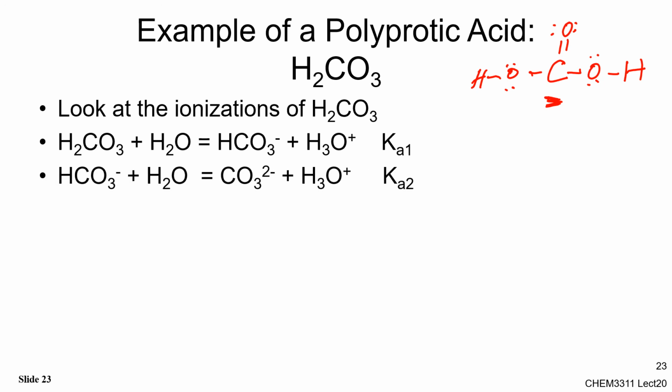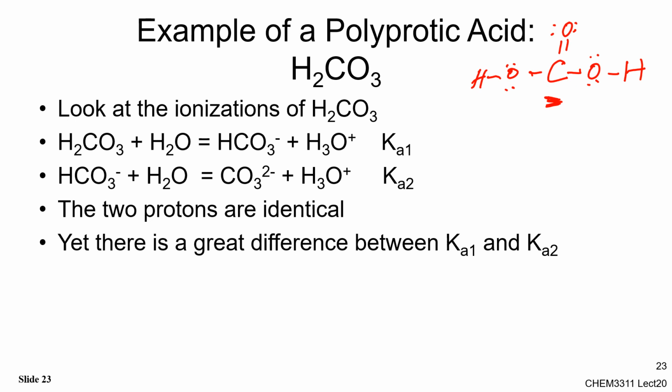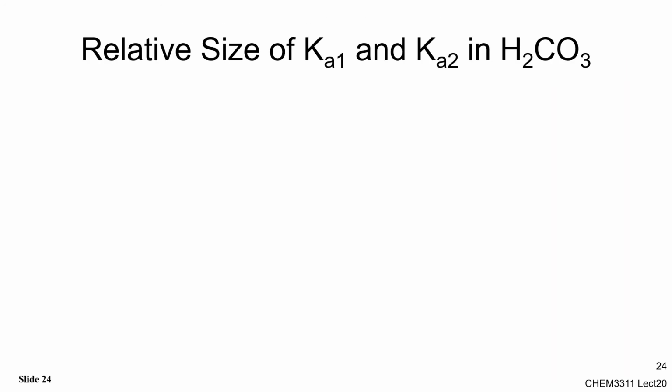The second one, however, is going to be different. Since one's gone away, it's no longer symmetrical. It's no longer neutral. It's a negative ion. Okay, so that's going to affect things. The two protons are identical, but there's a great difference between removing the first and the second. Turns out that there are 4 orders of magnitude difference between the two. 10,000 difference in the Kas. All right, so let's try to understand the difference in the size of these two Kas.